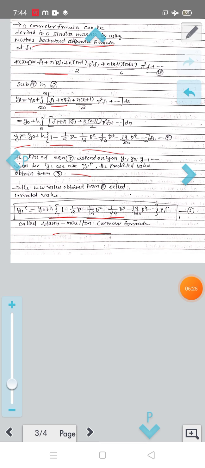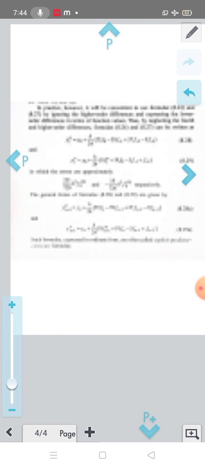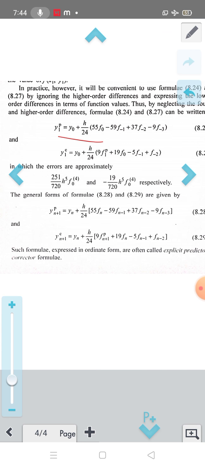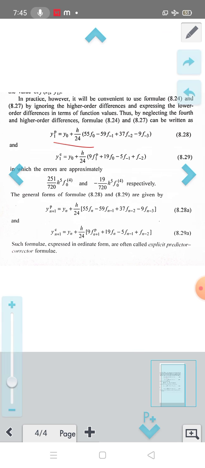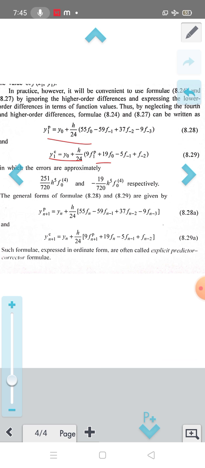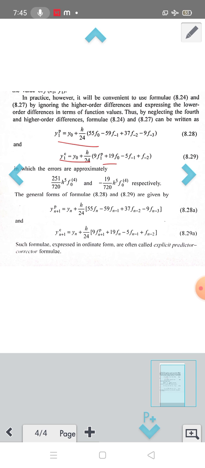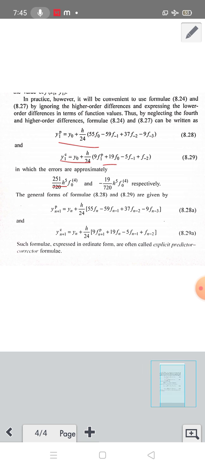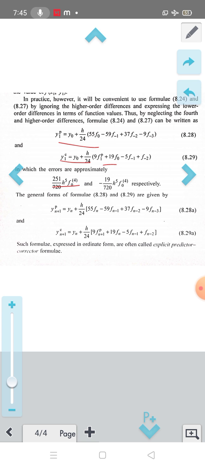For practical purposes, we ignore the higher order differences and express the lower order differences in terms of function values. By neglecting the fourth order and higher order differences, the predictor formula and corrector formula can be written as y1p equal to y0 plus h by 24 into 55 f0 minus 59 f minus 1 plus 37 f minus 2 minus 9 f minus 3, and similarly y1c equal to y0 plus h by 24 into 9 f1p plus 19 f0 minus 5 f minus 1 plus f minus 2. The errors are given by these.